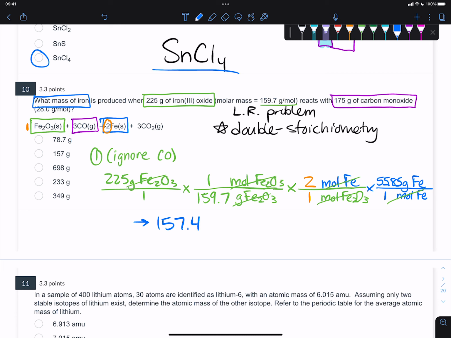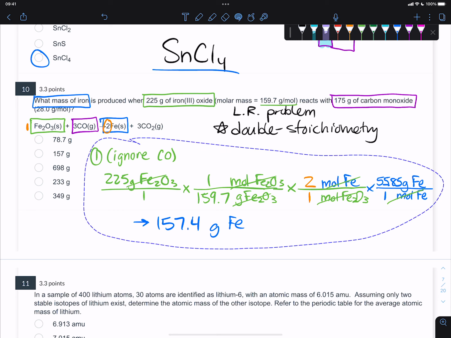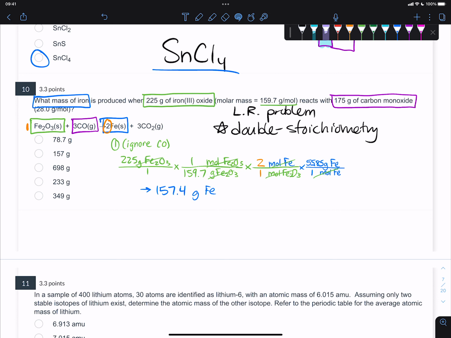And this is a multiple choice question, so it's going to be rounded to 3 sig figs. You can see that there. Grams of iron. Now, we just did stoichiometry, and we found out that we can make 157 grams of iron based on purely knowing this amount of the iron 3 oxide that makes it. We're not even worried about the carbon monoxide yet in the first stoichiometry problem. Keep that value in your pocket or on your paper because you're going to need it to reference.